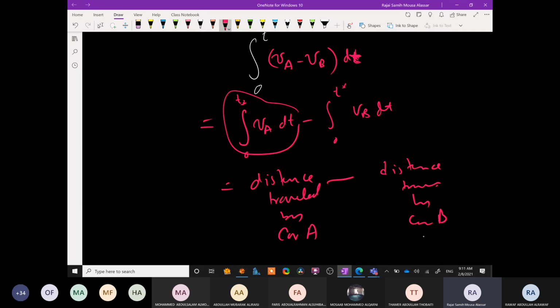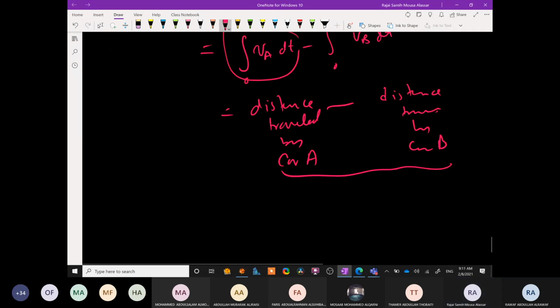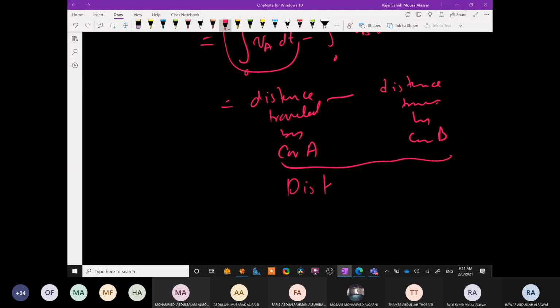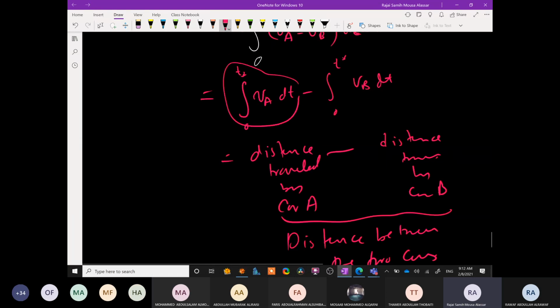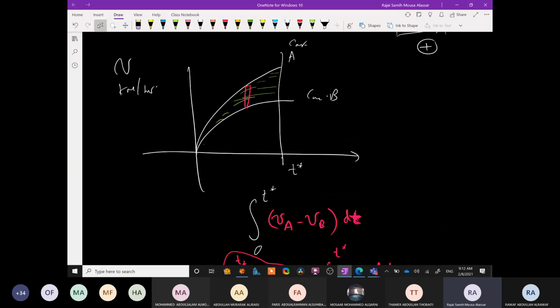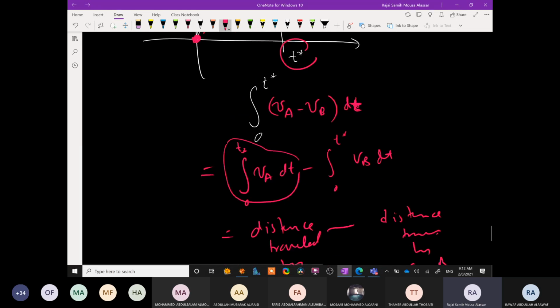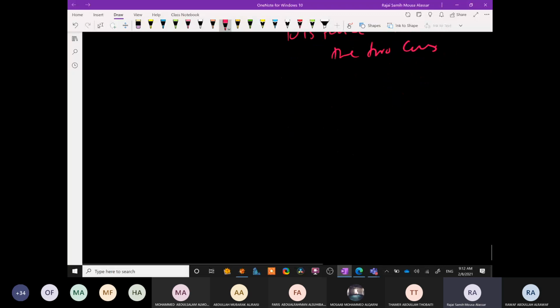So the difference is what? It's the difference of the distances, the distance between the two cars. So if you and your friend travel to Riyadh and you have a difference in speed, and after some time you integrate this and you integrate that, that should give you the distance between you and your friend. Make sense? Yes. Okay, fine.